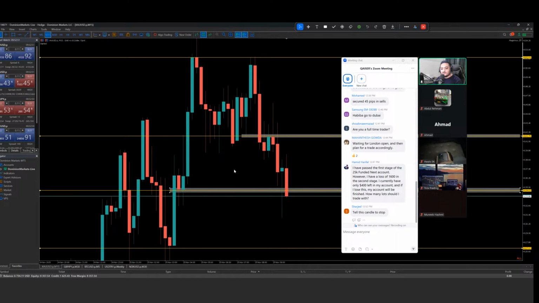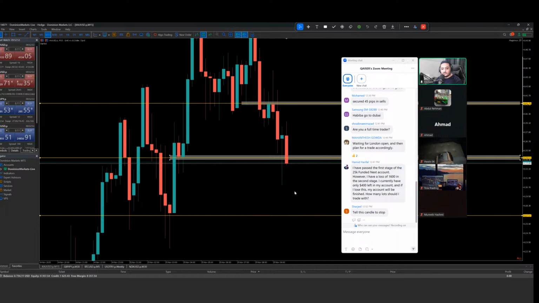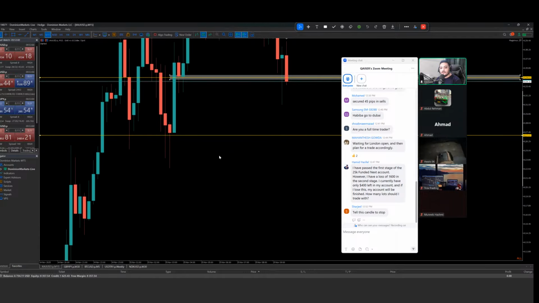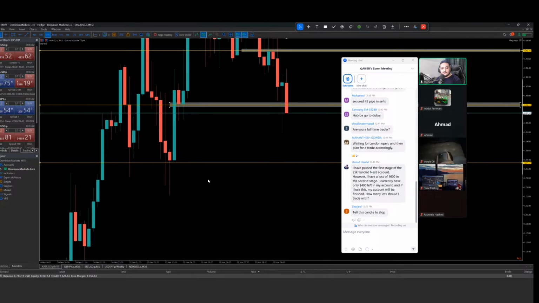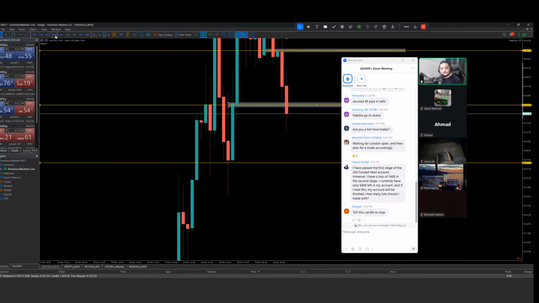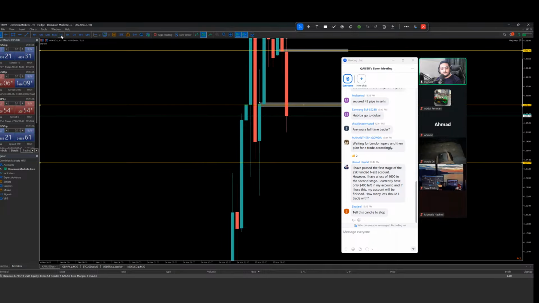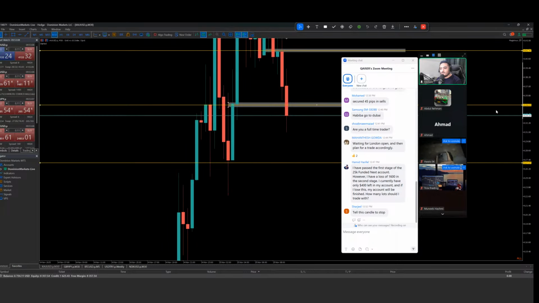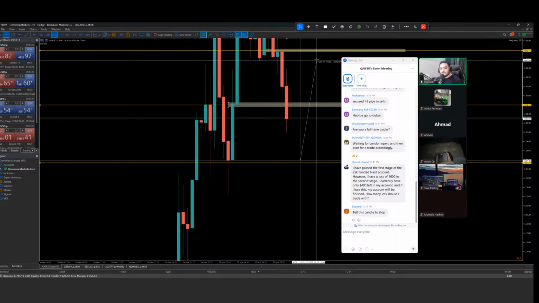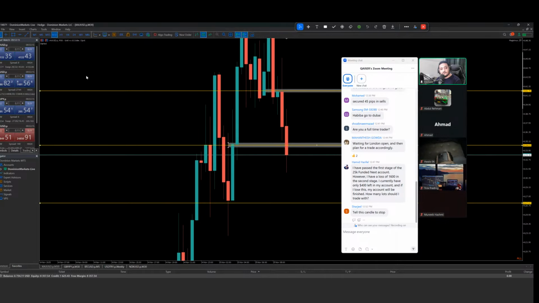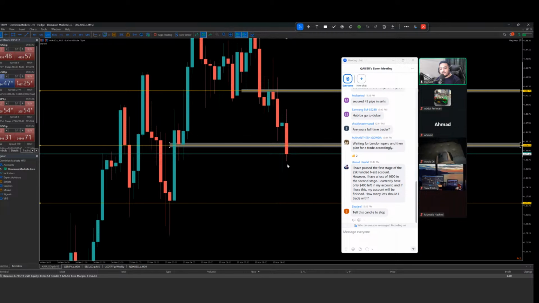Tell this candle to stop. Okay, candle, just stop. Okay, I told him. Just stopped here. Man, oh man. I'm looking for this one. Might come down, create some support, and then it could continuously push upside. But who knows that? The current candle is still open, and there's just 7 minutes left for the opening of London.